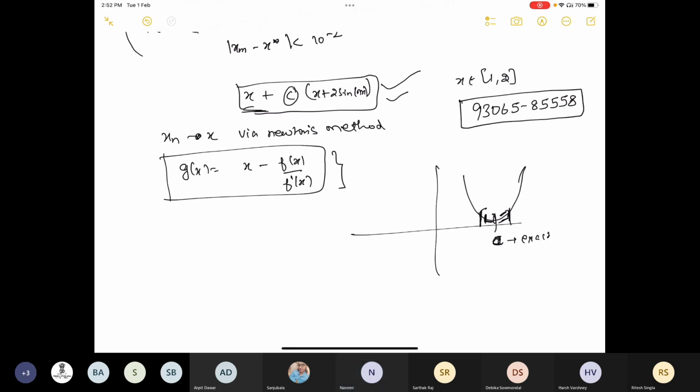It is for x naught greater than root 2, because in most cases when you go to the fixed point approach, you might start with this. g prime x will be 1 by 2 minus 1 by x square. So if x naught is strictly greater than root 2, then mod g prime will be strictly less than 1. You can see that, right?